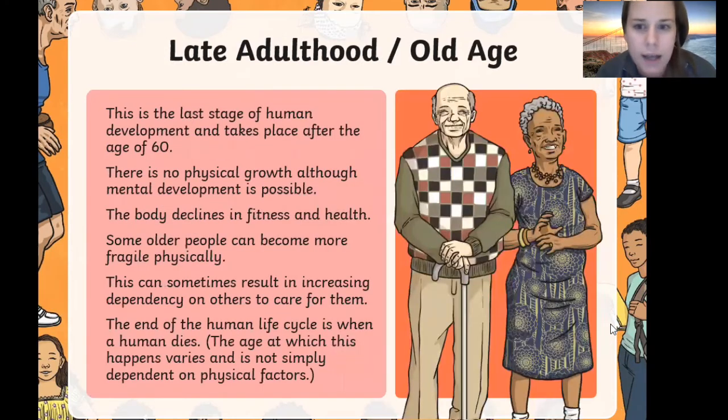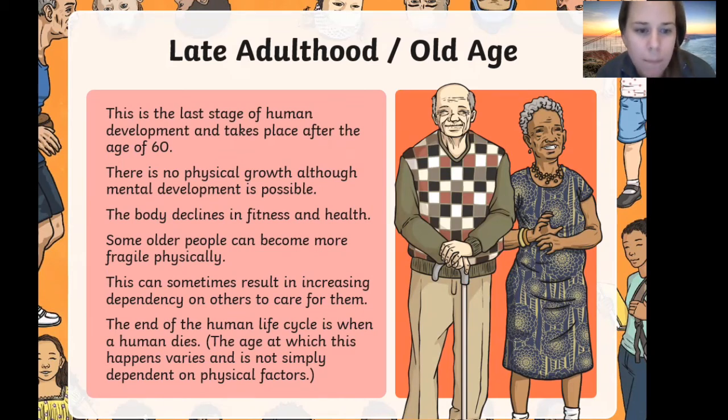And then finally, we have got late adulthood or old age. So this is the last stage of human development, and it takes place after the age of 60. So there's no physical growth, although mental development is possible. Okay, we tend to find that the body declines in fitness and health. You might find that your grandparents are not as fit as your parents. So you might find that dad's quite happy to come out and play football with you for a bit of a longer time than maybe granddad is.